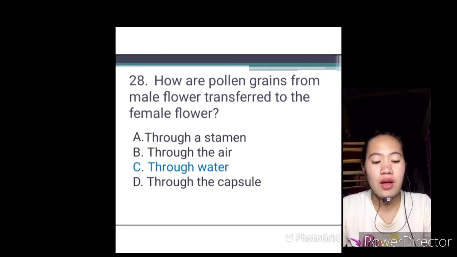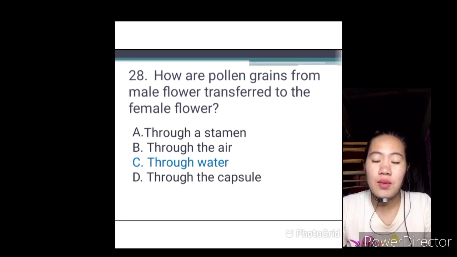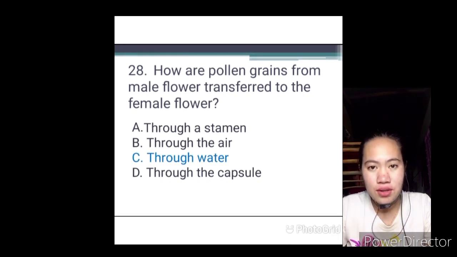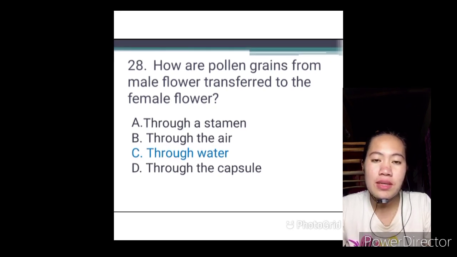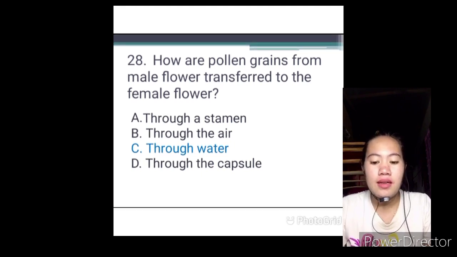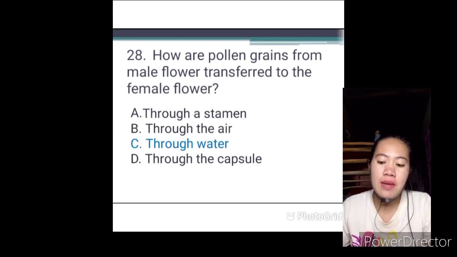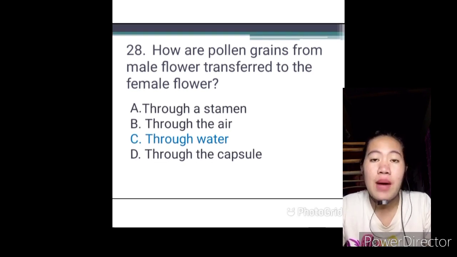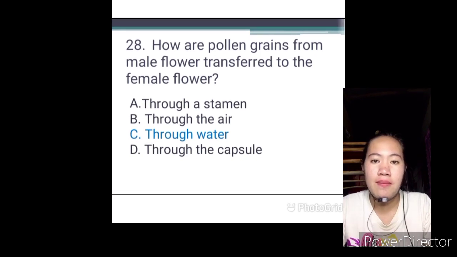Letter B is also wrong, through air. It is because air is different from wind, since wind is a moving factor. The air is just a pressure in the surrounding. So letter D is also wrong, through capsule, because when you say capsule in botany, it is a type of simple, dry, and though rarely fleshy fruits produced by many species of angiosperm, or the flowering plants. So these capsules open only when they are ripe.